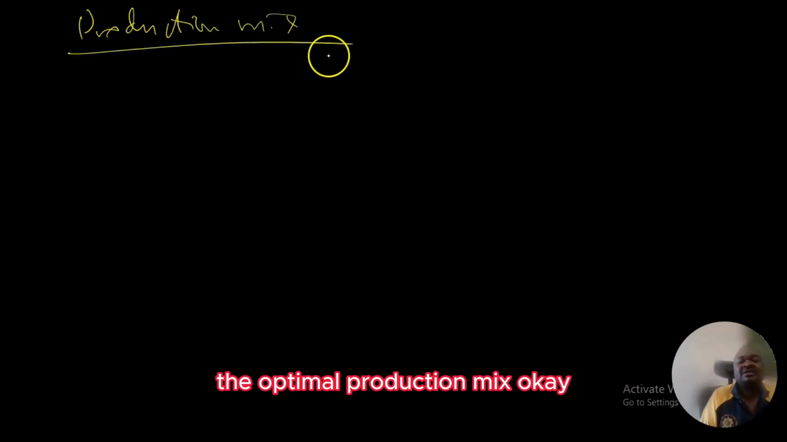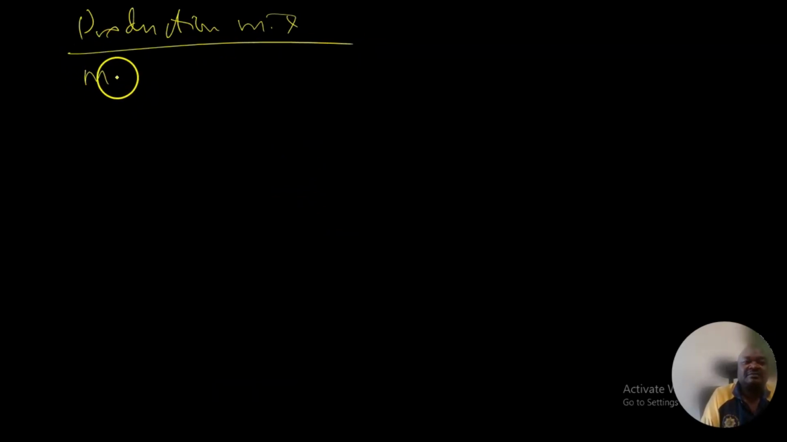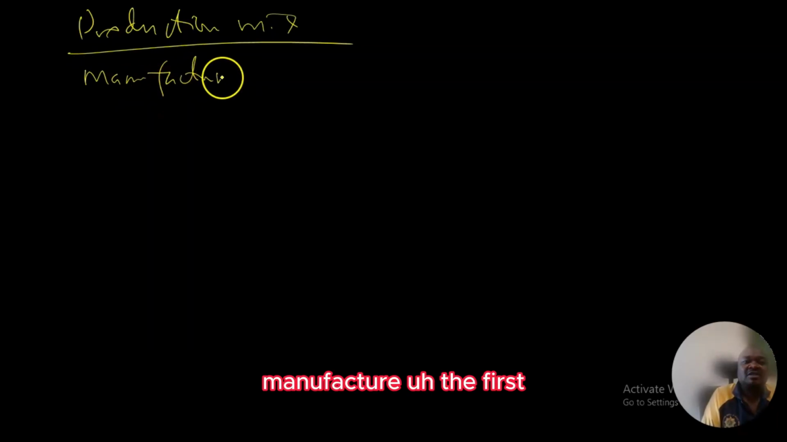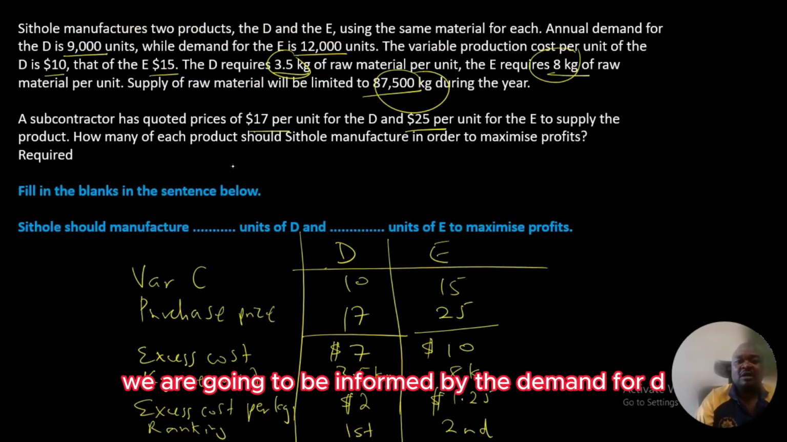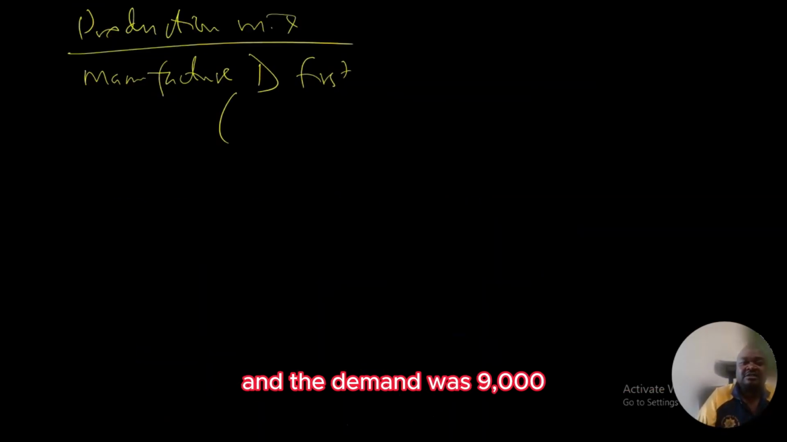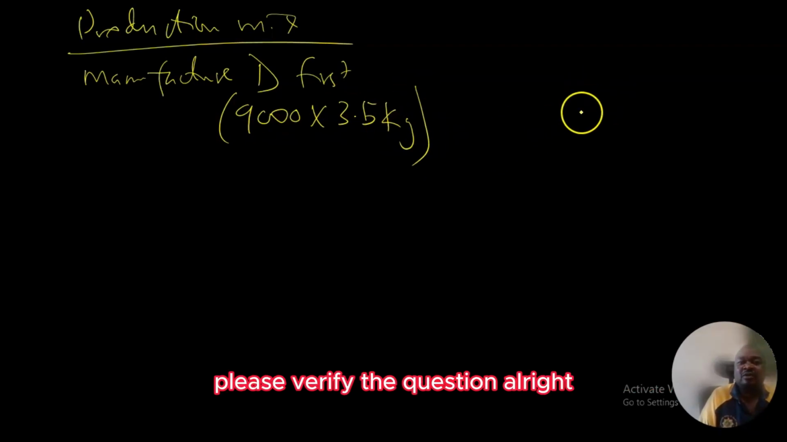So we've done our ranking. Now we go to what is called the optimal production mix. We are going to manufacture D first. But how many of D? We are going to be informed by the demand for D, and the demand was 9,000. So we need 9,000 units, and these require 3.5 kgs. Look in the question, please verify the question.